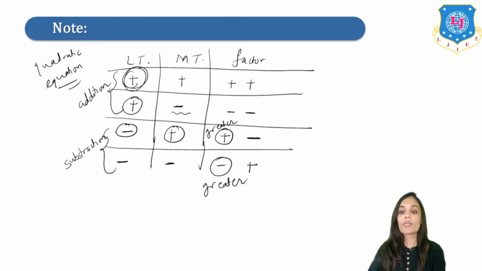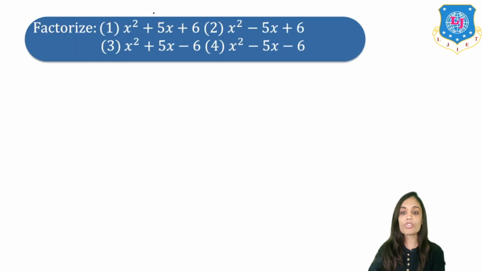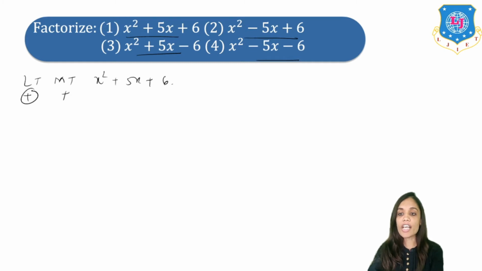Now I will make you understand this using 4 examples, right? So now we have these 4 examples, only there is a minor change in the signs. Here you can see that the last term sign is plus, and the middle term sign is also plus. The example is x square plus 5x plus 6. If the sign is plus, we have to add the factors, right?